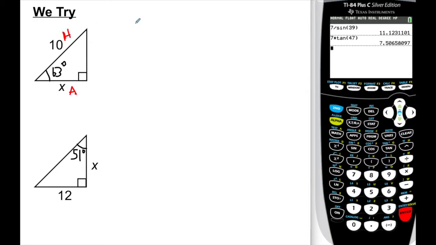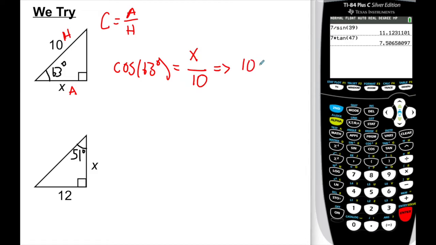So what are my options? Essentially, I have to use which of the three ratios? I have to use cosine, because cosine is adjacent over hypotenuse, right? So cosine of 63 degrees is equal to x over 10, because it's adjacent over the hypotenuse. So what this means, if I multiply both sides by 10, is 10 times the cosine of 63 equals x.